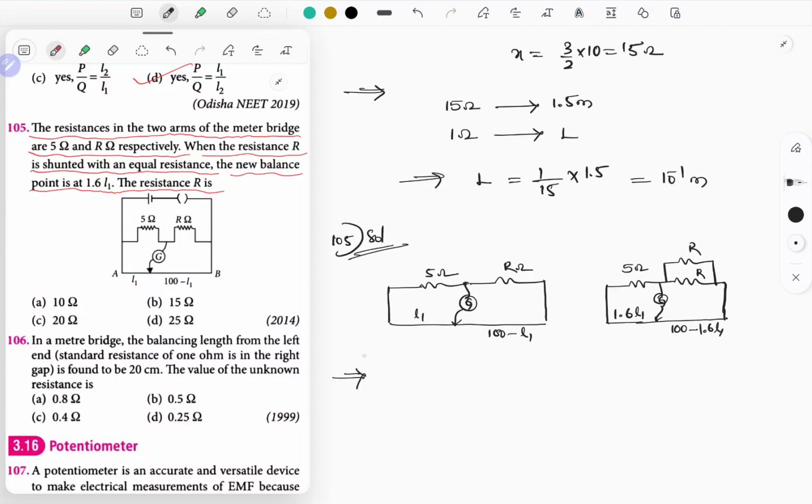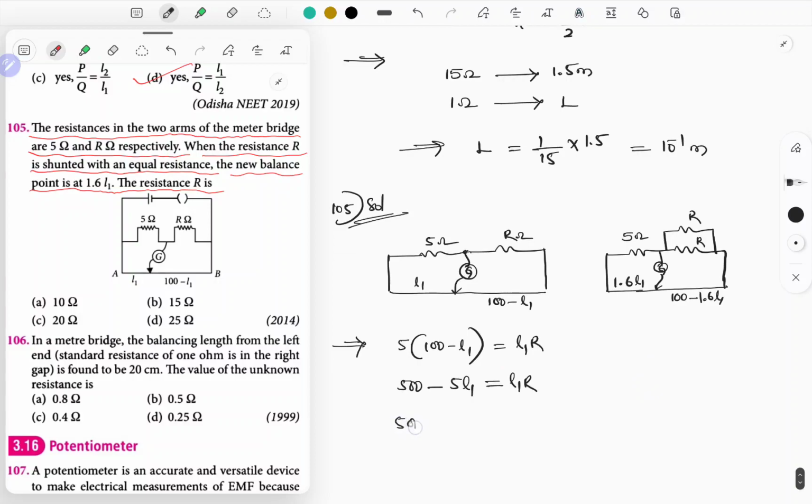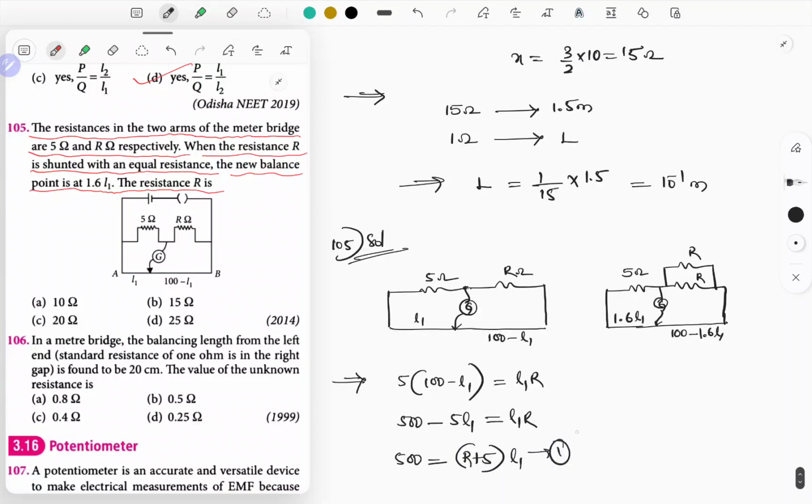Let me write down the balancing condition for case 1. In the first case, it's going to be 5 into 100 minus L1, which is equal to L1 into R. This is 500 minus 5L1 equal to L1R, and 500 is equal to R plus 5 into L1. Let's say this is equation 1.